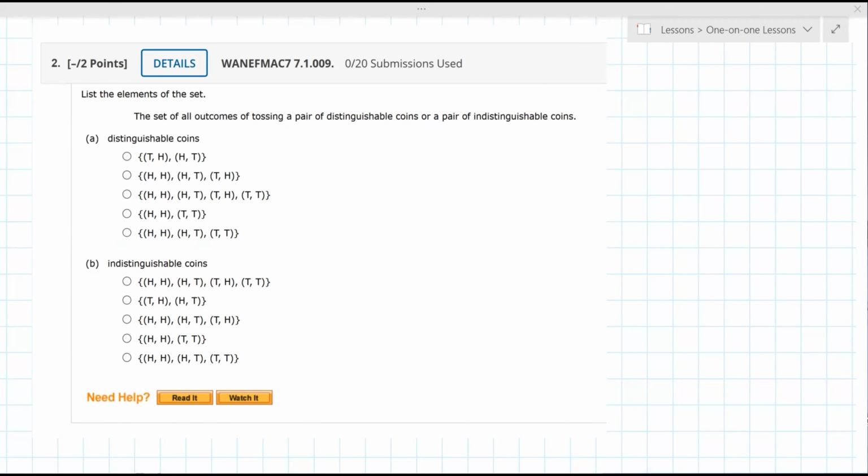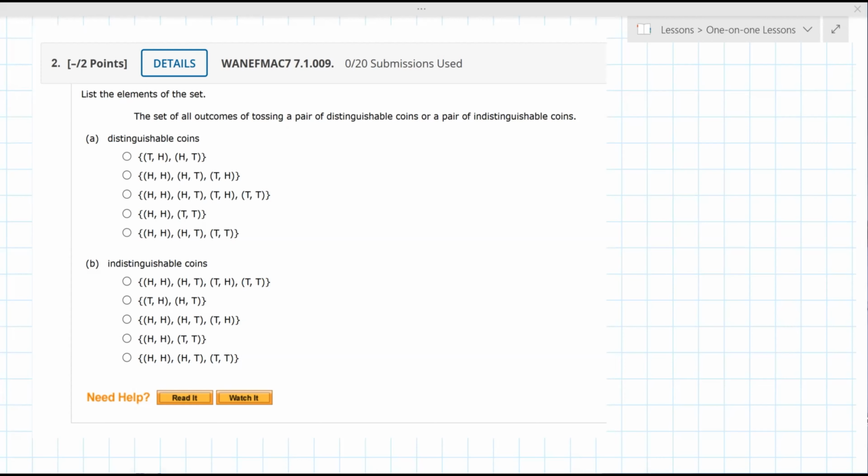Outcomes of tossing a pair of distinguishable coins, there are 4 total outcomes. So these are the ones here: heads, heads, heads, tails, tails, heads, tails, tails. Indistinguishable coins. Maybe I don't have this quite right. Let me check that. Not sure what it means by indistinguishable coins. Okay. So that would be the case where you can't tell the difference between tails, heads, and heads, tails. So I'm going to guess it's this last one here.